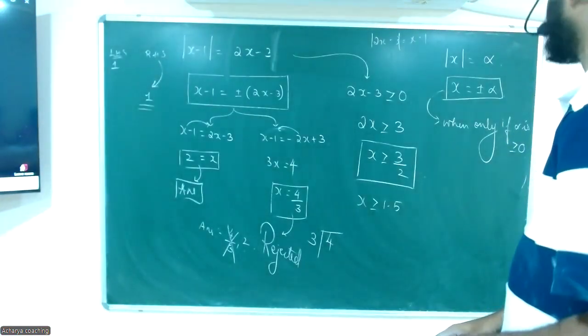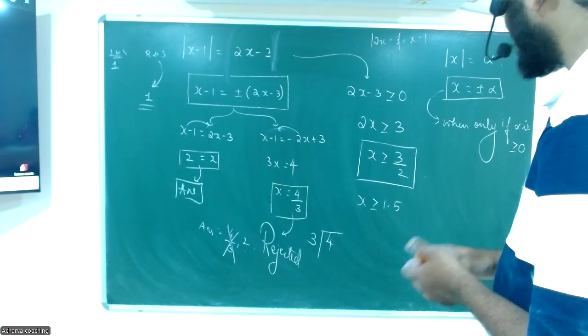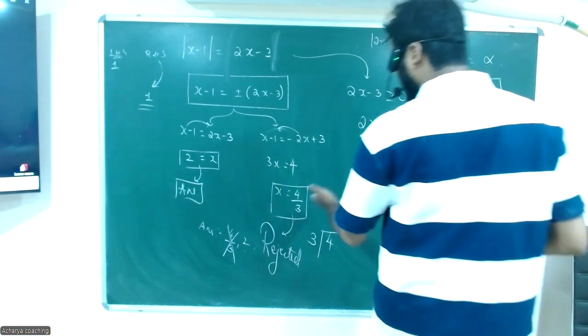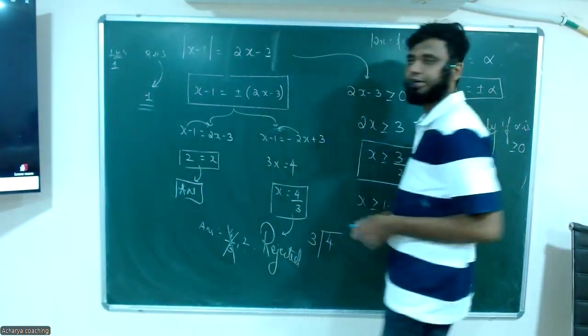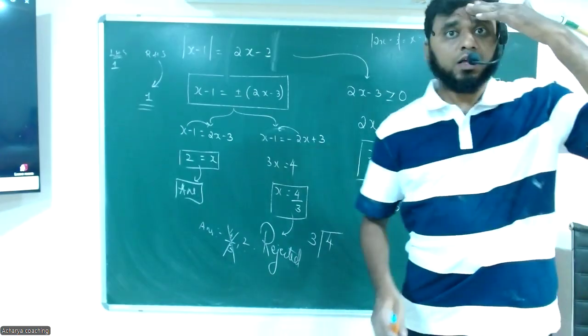Here also you'll be getting the same answer. X minus 1 should be greater than or equal to 0. In that case, you'll be getting two solutions, both. Because this is greater than or equal to 1, this is also greater than or equal to 1, this is also greater than or equal to 1. So in this case, you'll be getting both the solutions. Any doubt?